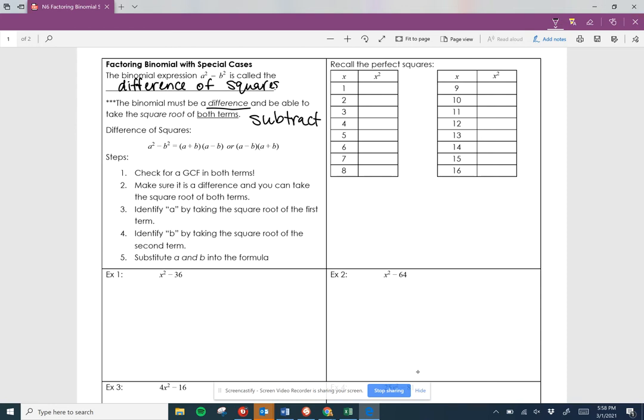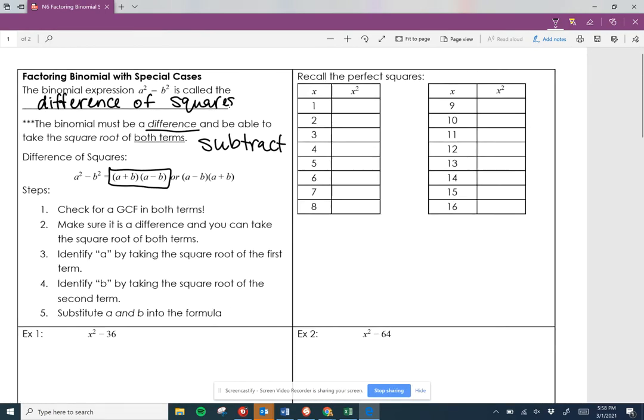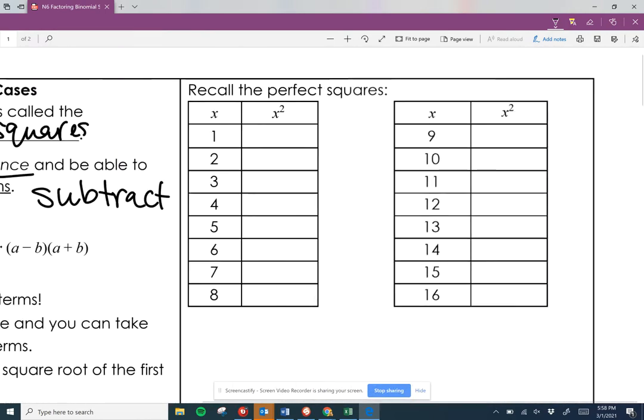Okay, so the first step is to see if there's a GCF in both terms. Then we're going to make sure it's a difference and that both sides are perfect squares. We're going to identify the a value, identify the b value, and then substitute it into the formula. If it's a squared minus b squared, we can put a plus b and a minus b. Or we can put the minus first, either way, but we're going to look at our perfect squares now so we know what we're looking for.